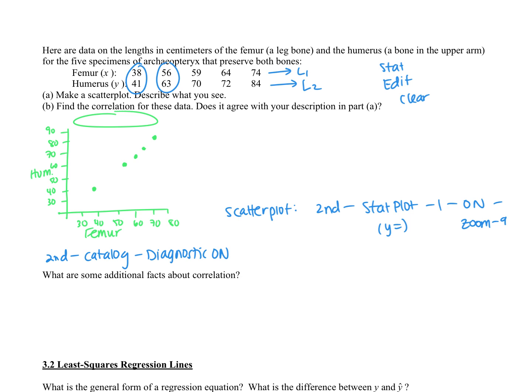R is now turned on. If your calculator dies, it will be turned off again, and you'll have to go back and turn it on. But otherwise, it stays on, and it's not going to affect anything else in your calculator.